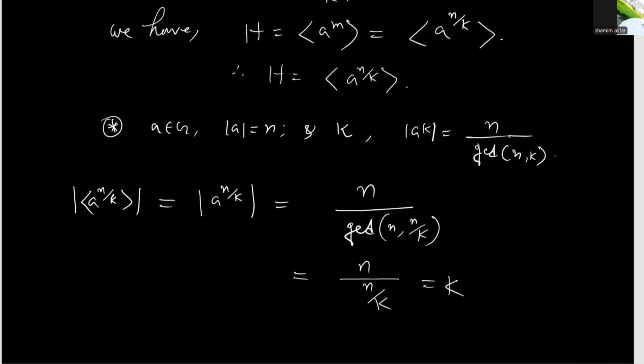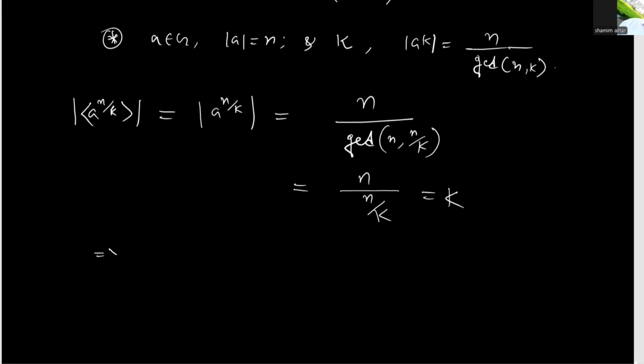Therefore we have the order of the generator of A to the power n by k equals k, that is, the order of H equals k, and hence the proof.